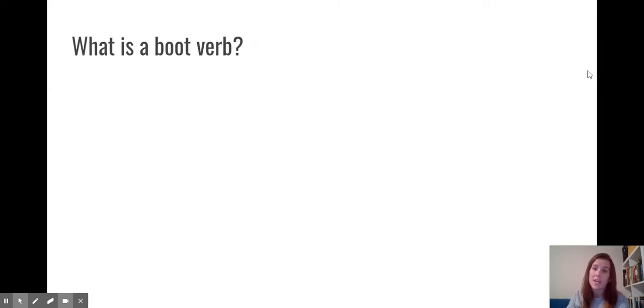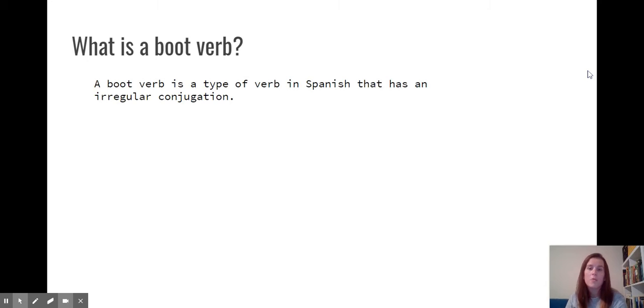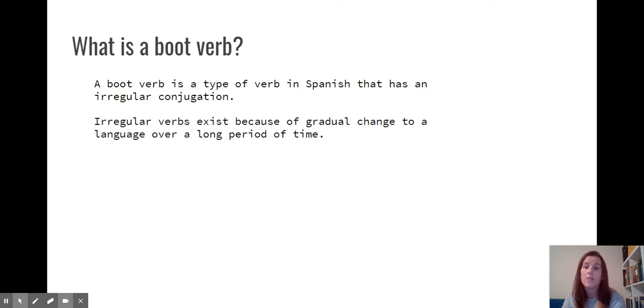Our first question has to be, what is a boot verb? A boot verb is a type of verb in Spanish that has an irregular conjugation. Irregular verbs exist because of a gradual change to a language over a long period of time. Irregular verbs exist in a lot of different languages. They exist in Spanish and French and English, in other languages as well.